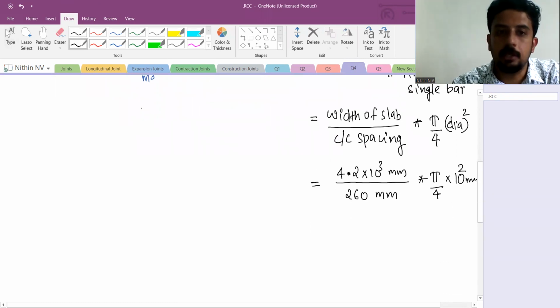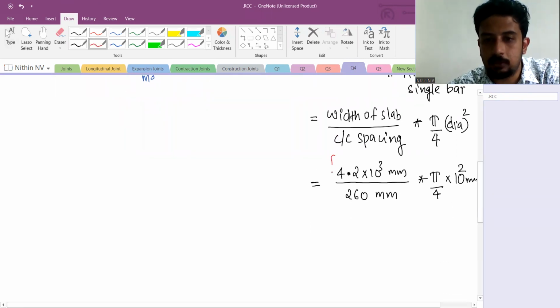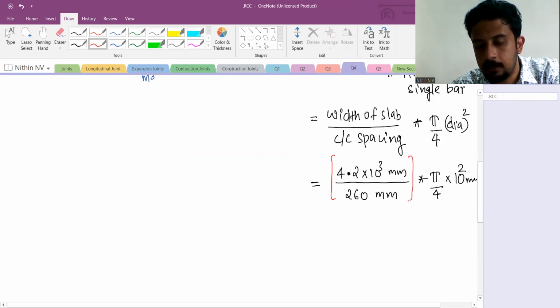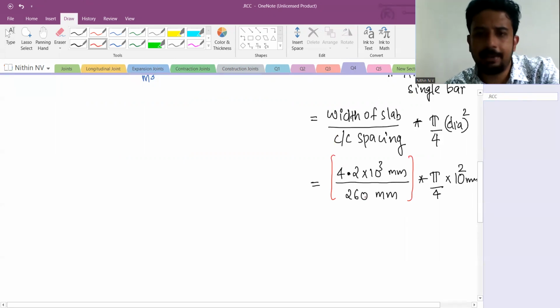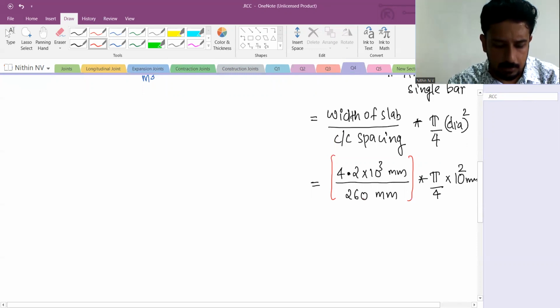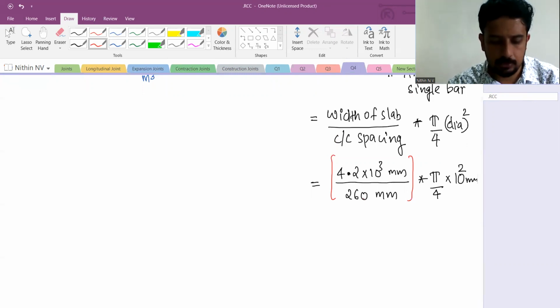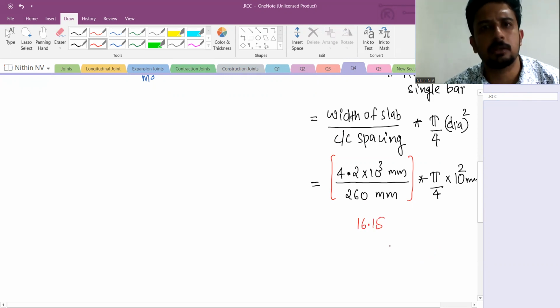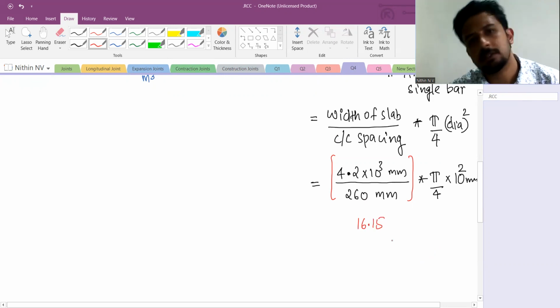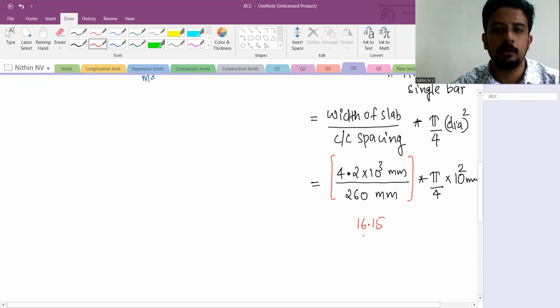Now listen carefully. Once you are calculating this number of steel bars, you may be getting a non-integer value. For example, 4,200 divided by 260, you are going to get 16.15, right? So 16.15 means there is no point; either it should be 16 or 17 because it is a number, right? No need to round it off.